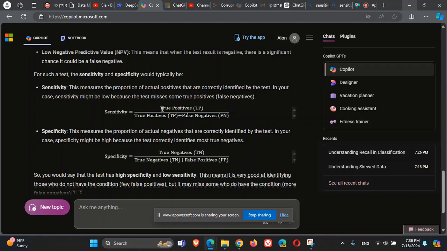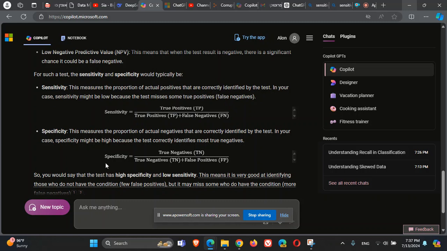So sensitivity tells you, okay, I will catch everyone. I won't tell anybody who has the disease that they don't have it. Everyone that is true for the disease will be true in my test, but also some of the non-diseased patients will be told that they are diseased. This is a sensitivity test. It's good for screening tests, so we won't miss positive patients.